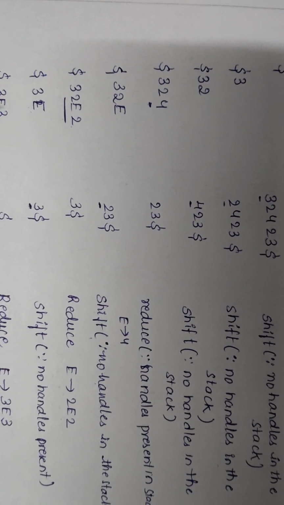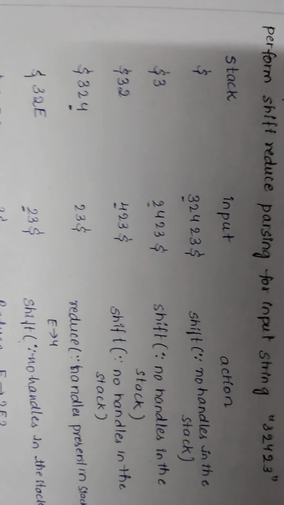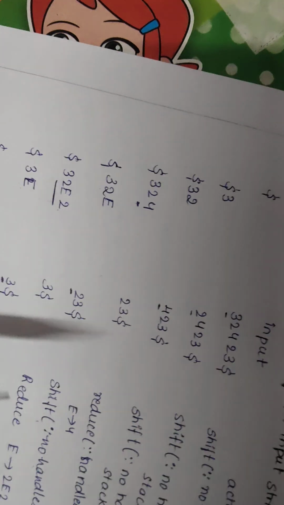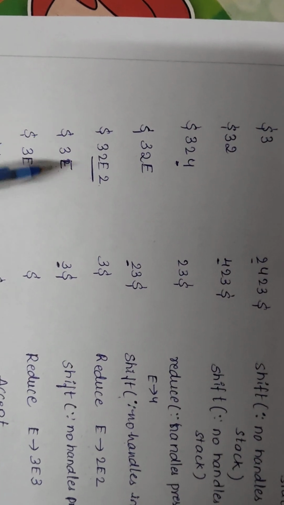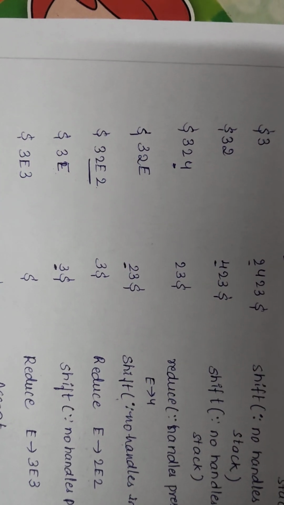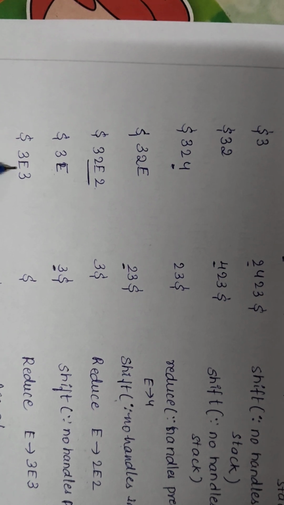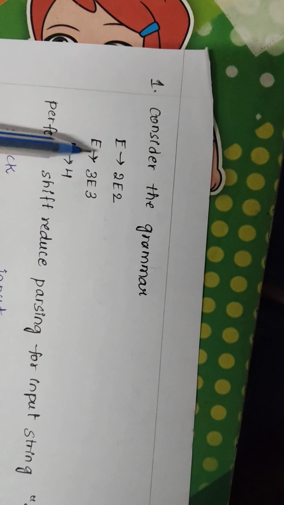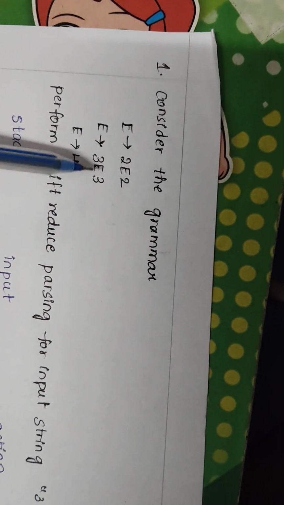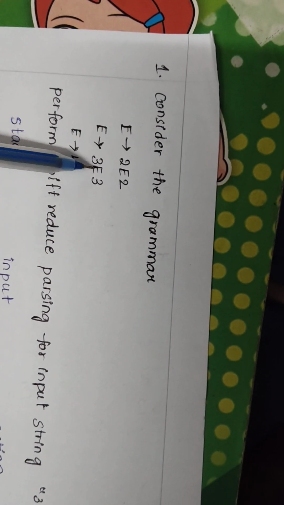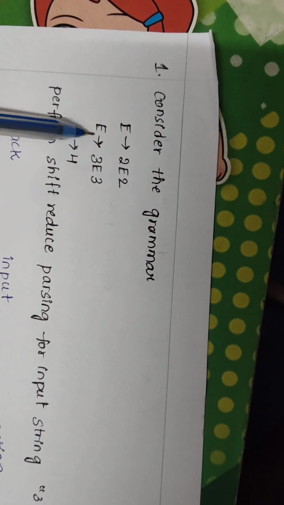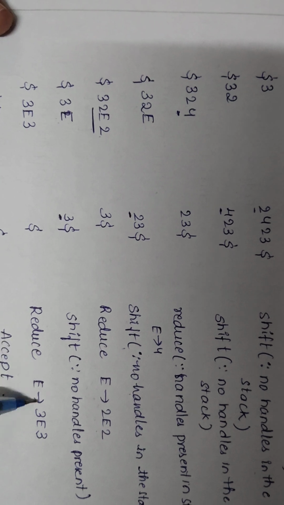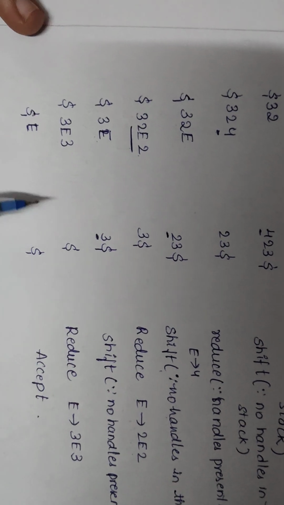Okay. Now see, do we have 3 alone? Single element 3, do we have? No. Single element E, do we have? No. But we have combinedly 3E3. So we can see where it is being reduced. E produces 3E3. So this can be replaced with this E. So reduce E produces 3E3.